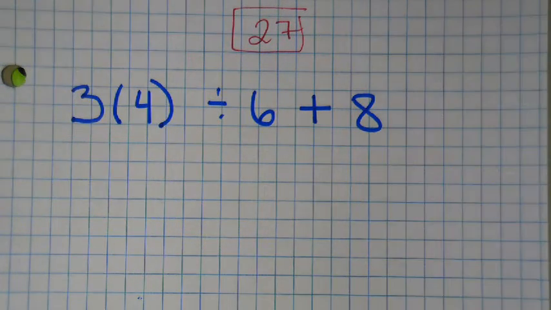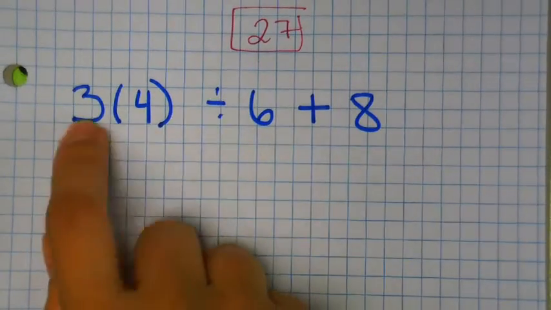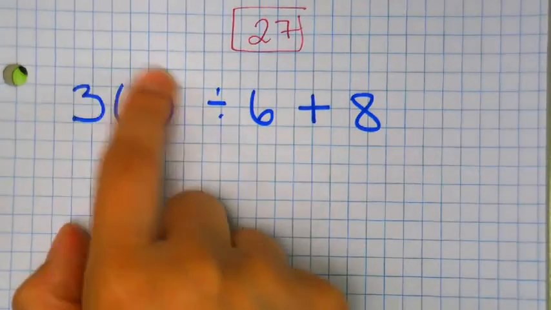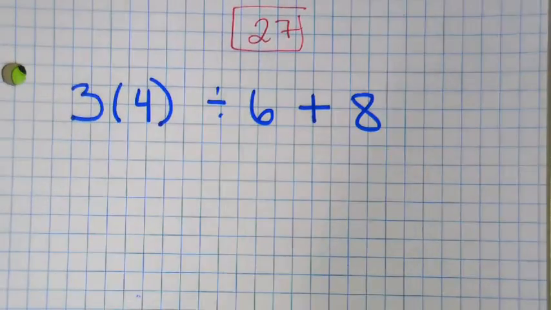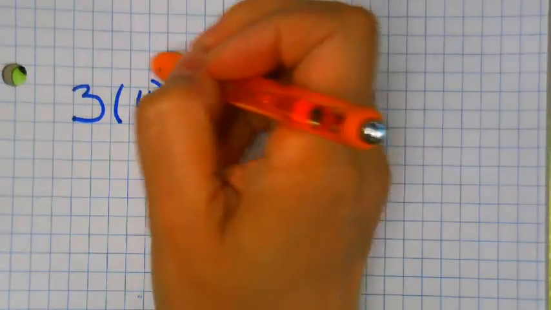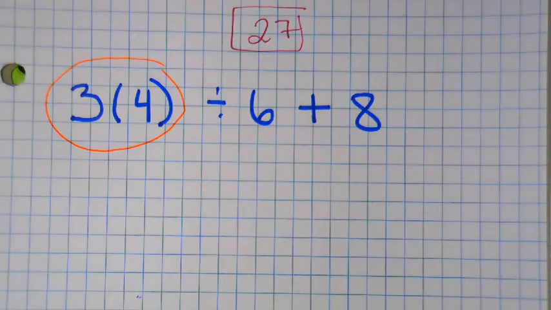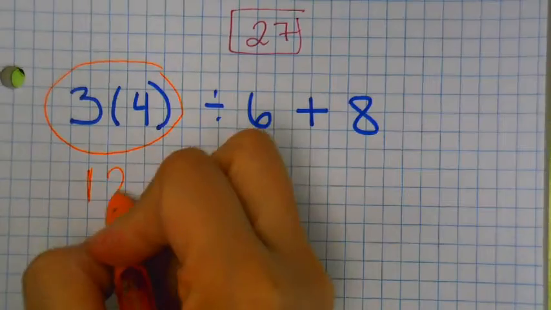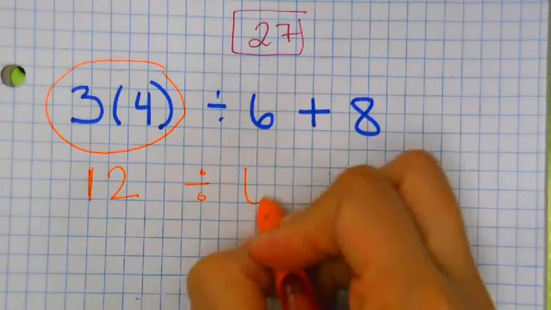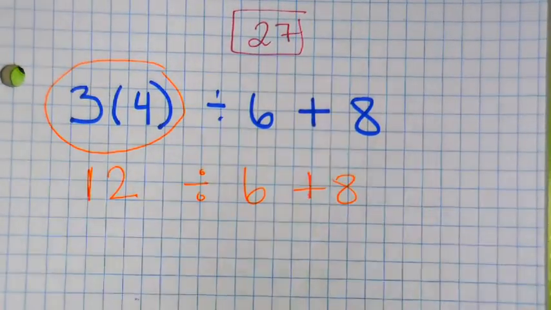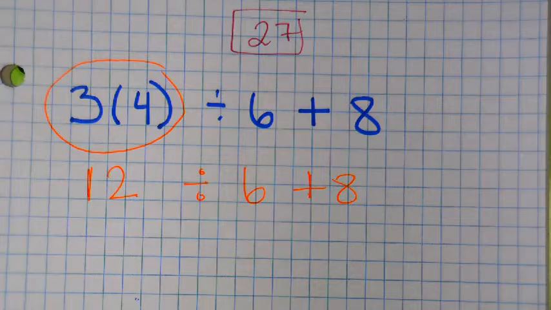All right. What does it mean when it's 3 in parentheses? It's multiplication, right? So we're going to do this multiplication first. Good old multiplication. So what's 3 times 4? 12. Divided by 6 plus 8. 10. Yeah. So then we're going to divide.